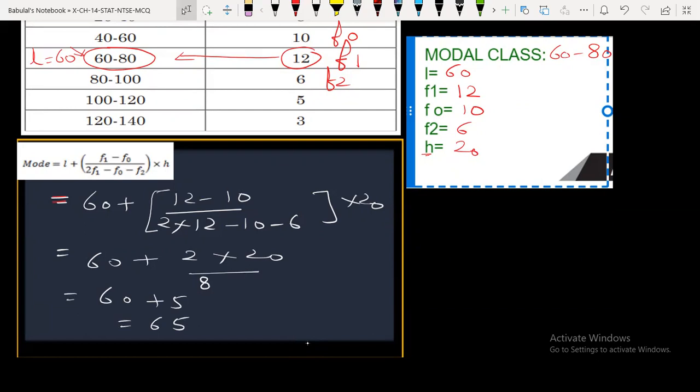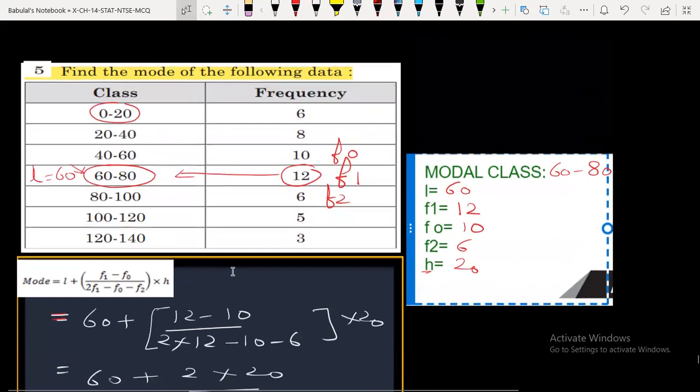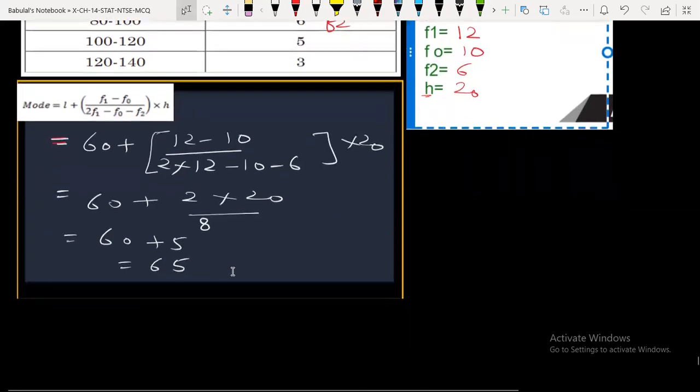Please also check your answer. What is the answer here, students? Please check. Is the answer 65 correct? Yes, 65 is the correct answer.